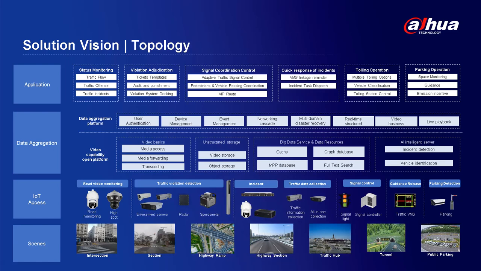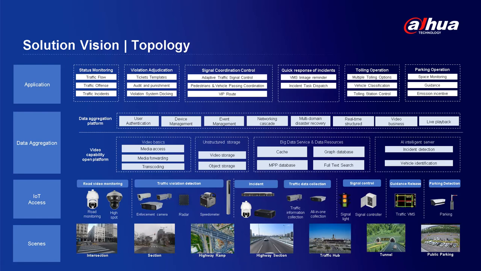Then we come to the aggregation, where we're looking at some security on the platform. Starting from data aggregation, we have user authentication, we have device management, event management, we have network cascade, multiple domain disaster recovery, then we have real-time structured alarms, then we have video for business, and then also we must record this and do live playback. Of course, we also introduce an open platform that is video capable. So we do media access, we do media forwarding and transcoding, then we do unstructured storage, that is video storage and object storage. Then we have big data service and data resources.